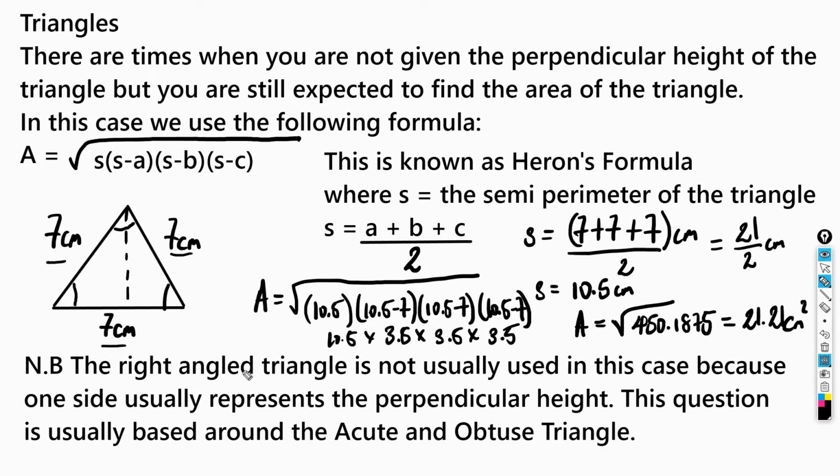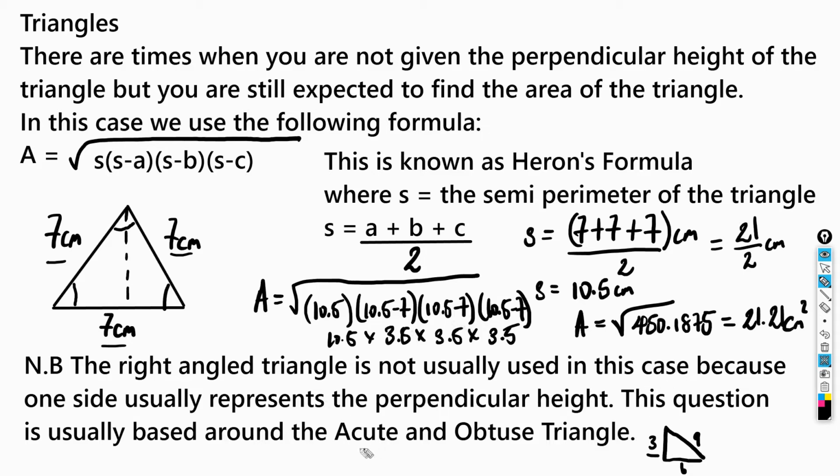Notice here it says, note briefly, the right angled triangle is not usually used in this case because one side usually represents the perpendicular height. And that really makes sense. Let me give you an example down here. If we had a right angled triangle, that's usually how it looks, and let's say this is 3, 6, and 9. It wouldn't make sense to use Heron's formula here because we already have the height. We could use half base times height to find the area. So we wouldn't have to use Heron's formula in that case.